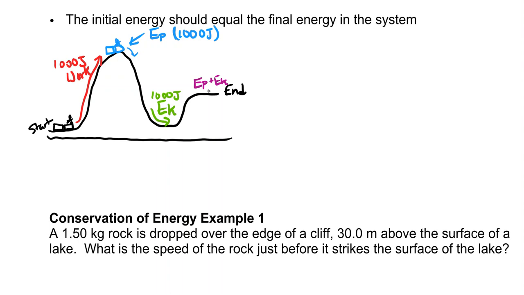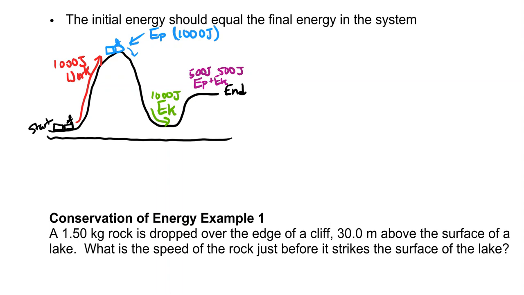So we're going to slow down a little bit, right? So we're going to have 500-ish joules of kinetic energy and maybe 500 joules of potential energy. And that total should equal 1,000. Hopefully that makes sense. So at every single stage in this roller coaster, we've got a total of 1,000 joules.